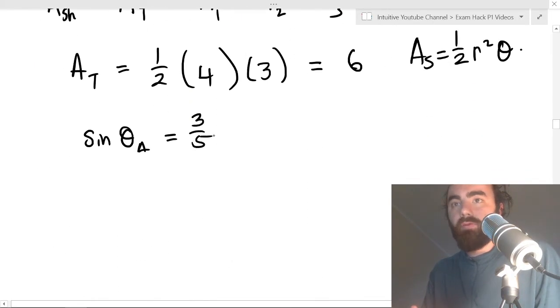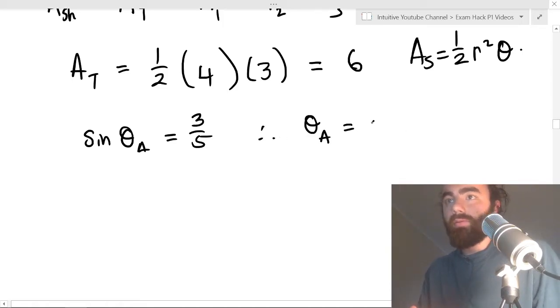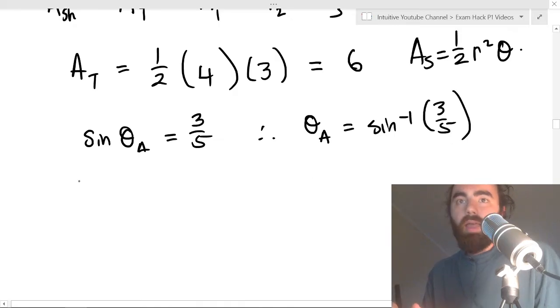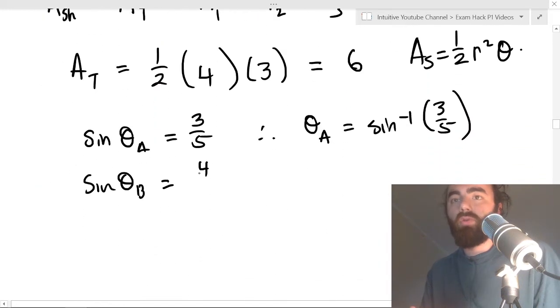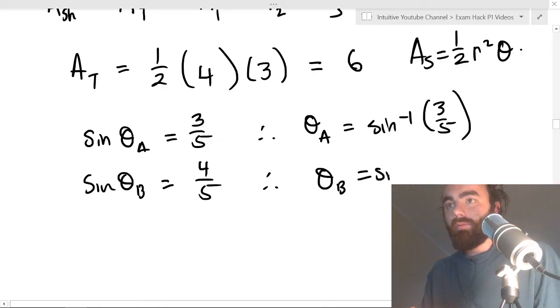So this equals 3 over 5. Therefore our theta A equals the inverse sine of 3 over 5. And we can do the same for our theta B, because we're going to need these angles. Theta B will be opposite over hypotenuse, which is 4 divided by 5. So therefore our theta B equals the inverse sine of 4 over 5.